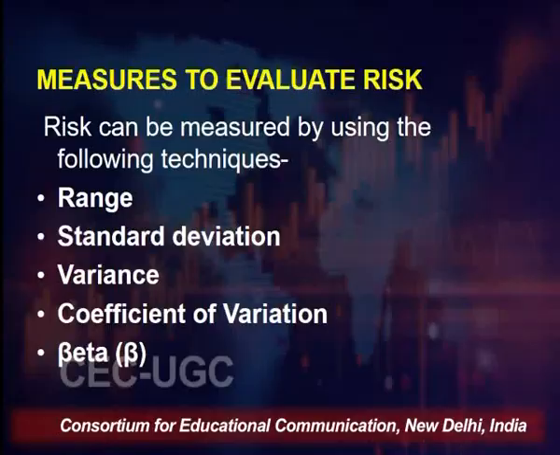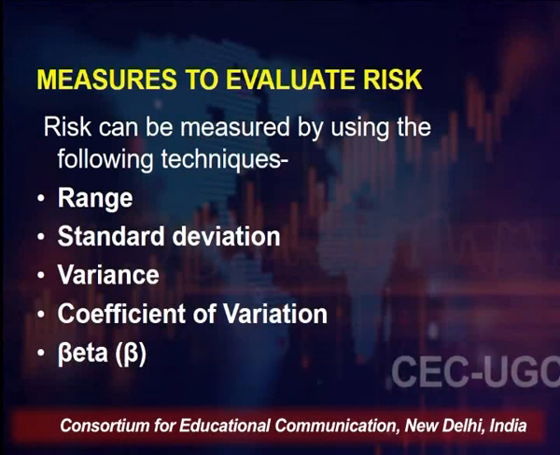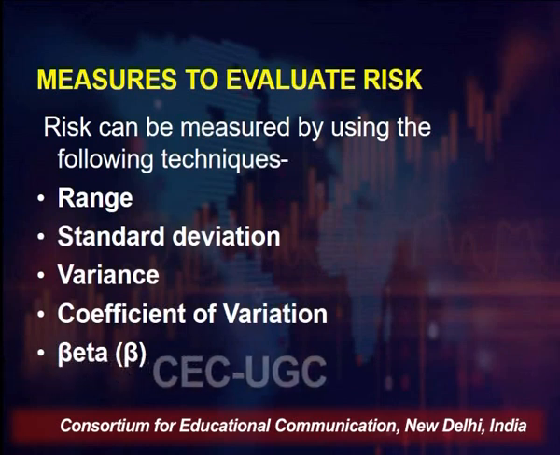I'll be focusing here on the quantitative measures of risk, that is, the different methods by which you can evaluate the risk of an asset, and especially we'll be talking in the context of equity shares. One method is called range, the others are standard deviation, variance, coefficient of variation, and beta. These are the few methods by which you can measure risk. Let me discuss them one by one in a little bit of detail.